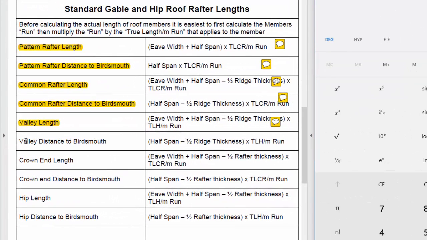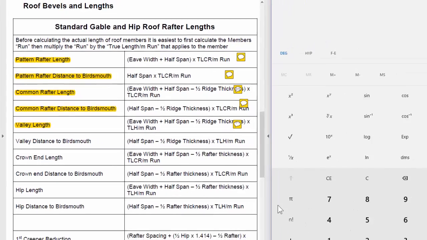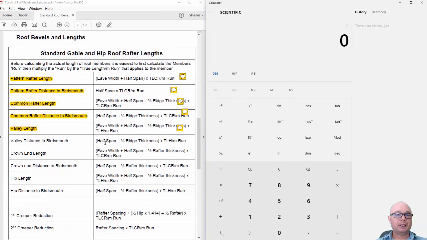The next calculation is valley distance to Birdsmouth. So the calculation is very similar, as you see. This time it's the half span minus half the ridge thickness times by the true length of hip per metre run. So same information as before, except that you're not adding the eave width. So again, we start with the brackets, and the half span is 4 metres. We subtract half the ridge thickness, 0.010. Close our bracket. That gives us the run for the distance to Birdsmouth for the valley, and then we multiply that by our true length of the hip per metre run, which was 1.527.